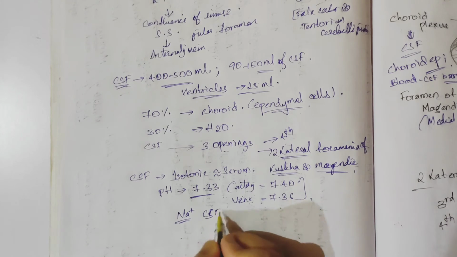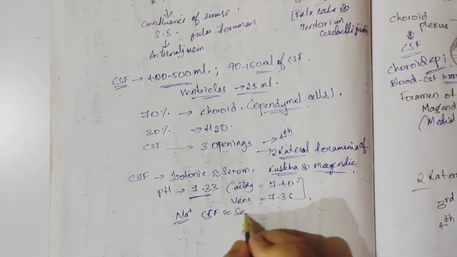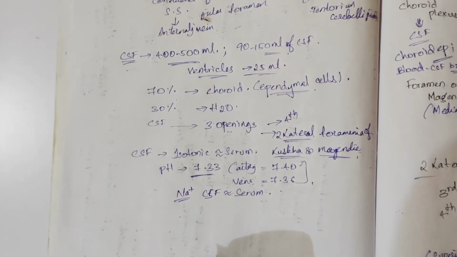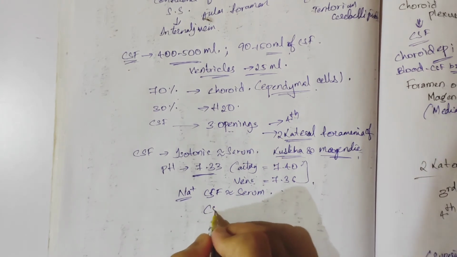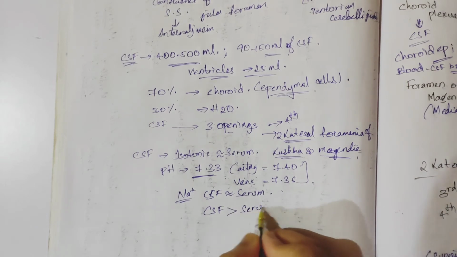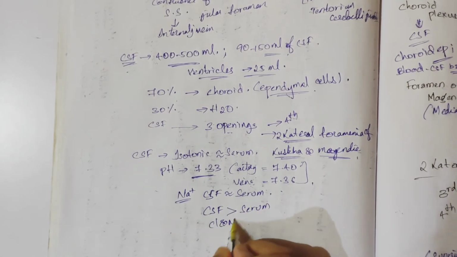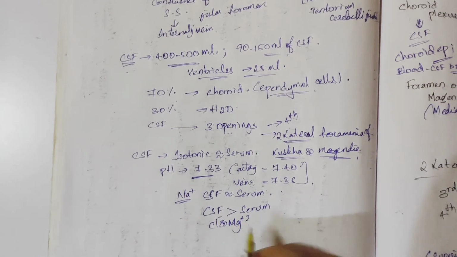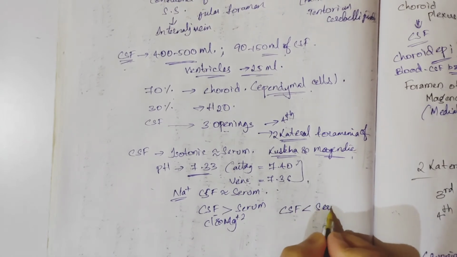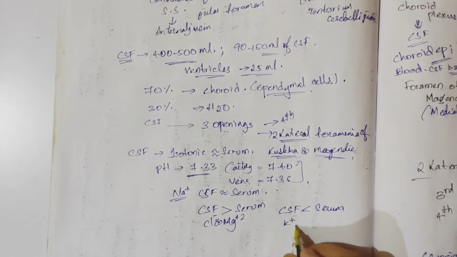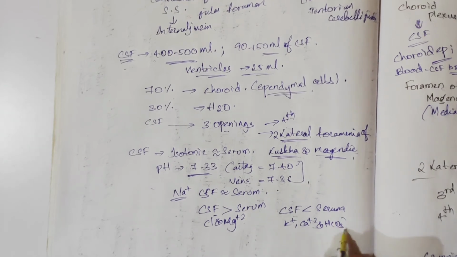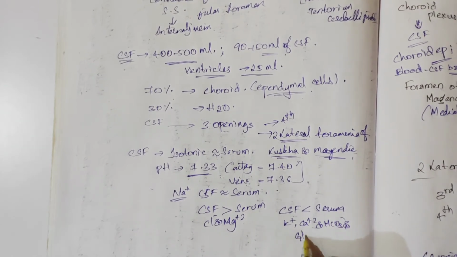We can also find the sodium concentration. CSF is almost equal to serum sodium concentration. But compared with serum, the CSF has higher concentration of chlorides and magnesium ions, but the CSF has lower concentration of potassium, calcium and bicarbonate ions, and also glucose.